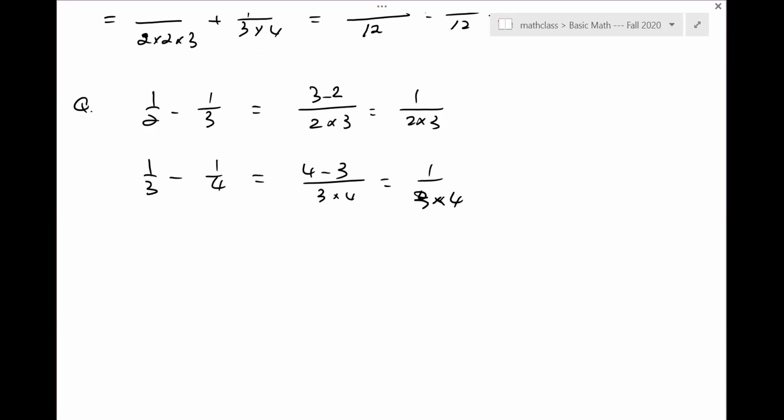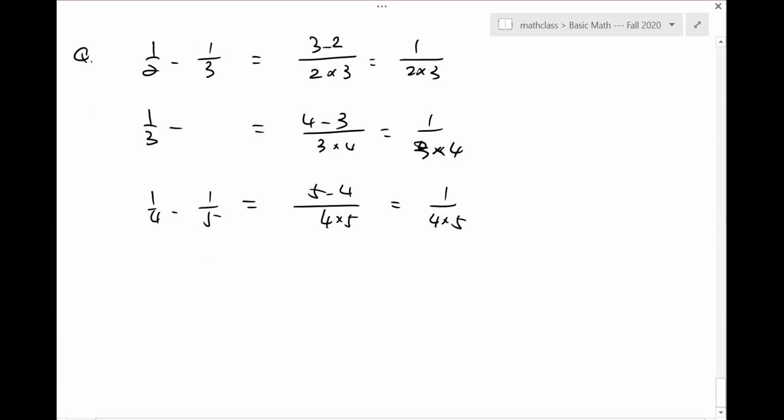And how about 1/4 minus 1/5? You will get the same thing. Okay, you will get 5 minus 4 over 4 times 5, which is 1 over 4 times 5. So now you get a pretty good idea. If we have 1 over 2 times 3 plus 1 over 3 times 4 plus 1 over 4 times 5.